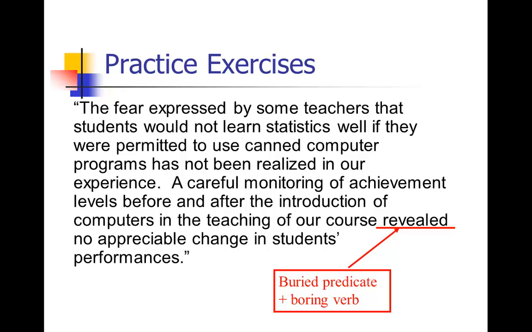So notice that the subject, monitoring, is actually a noun that could have been a really good verb, monitor. Instead, they use the noun form. And then we get to the verb, and it's a pretty boring verb, revealed. So monitor would be a better verb choice here than revealed, if you could turn the sentence and use the verb monitor. So we have kind of the same major issues with verbs as in the first sentence.